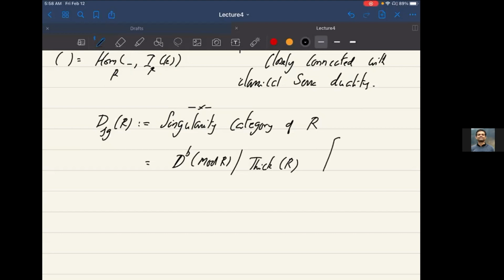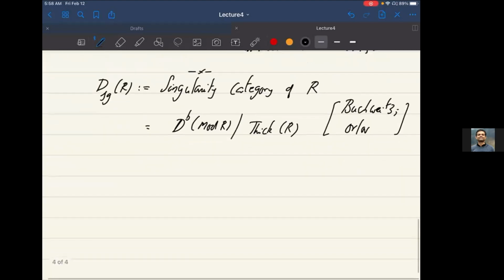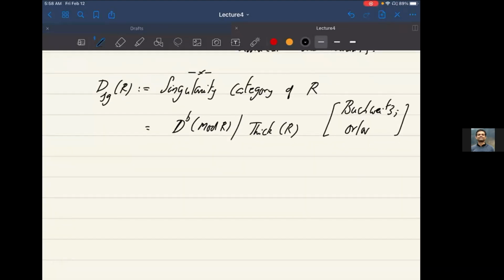Now, I should mention two names here. It was first considered by Buchweitz in an unpublished manuscript from the 80s, but it was also rediscovered by Orlov in the 2000s. And this is a very important invariant of the ring, the singularity category. As the name suggests, it would be trivial if R were non-singular, because then everything is small. So this would be zero.